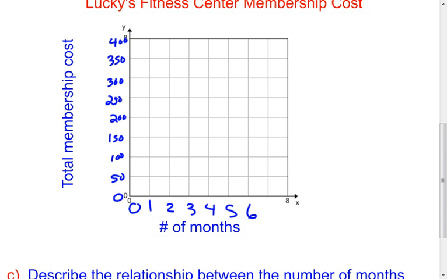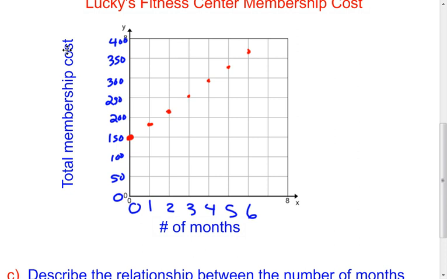All right? And then I'm just going to plot those points. So I have the point 0 and 150 according to my chart. Then the next spot over on my chart, month 1 and $186. Month 2 and $222. Month 3 and $258. Month 4 and $294. Month 5 and $330. And month 6 and $366. And that's what your graph would look like.